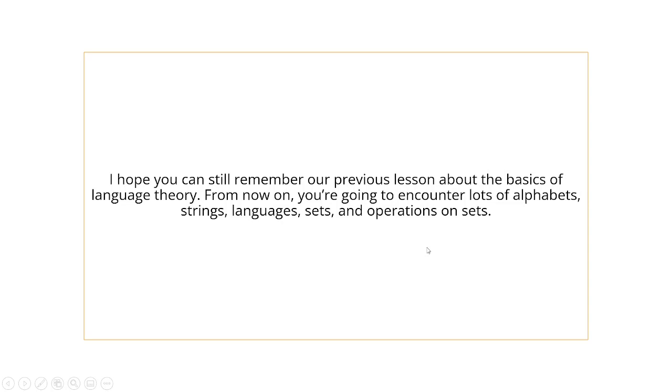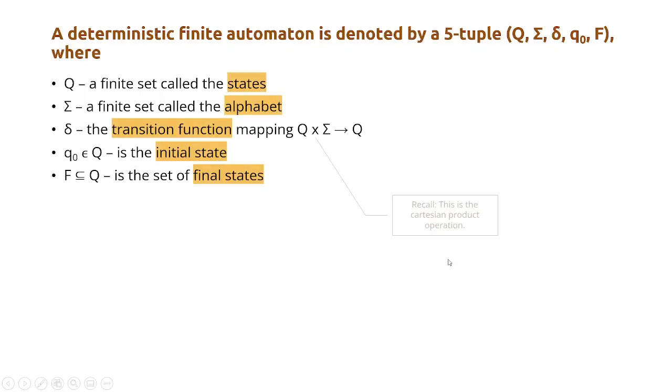So I hope that you can still remember our previous lesson about the basics of language theory, because from now on you're going to encounter lots of alphabets, strings, languages, sets, and operations on sets. So here's how we denote a deterministic finite automaton. We have a five tuple. We have Q, we have sigma, we have delta, Q sub zero, which is an element of Q, and then we have F, which is a subset of Q.